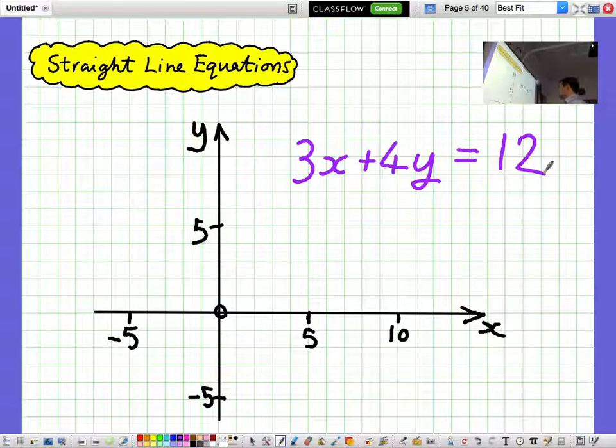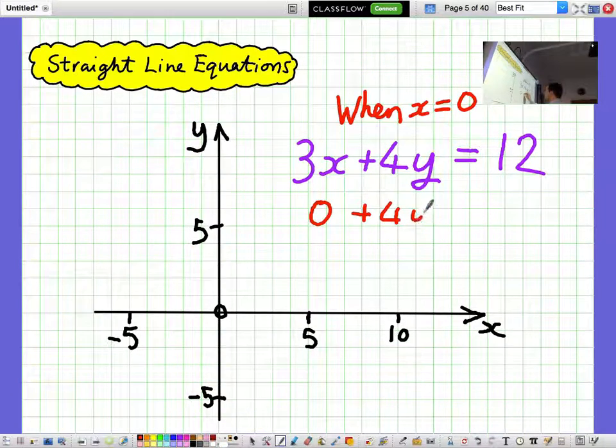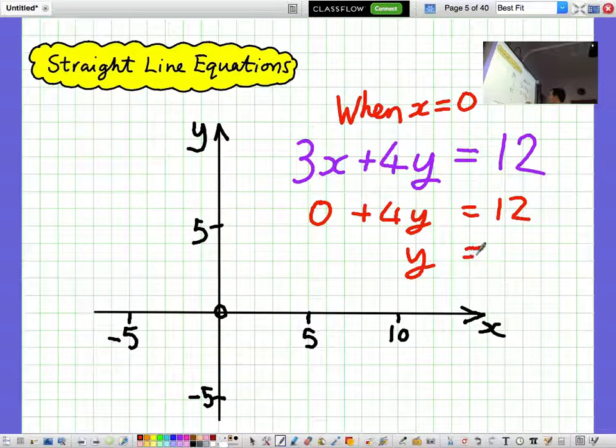If you think about what happens when x equals 0 and y equals 0. So when x equals 0, you get 0 plus 4y equals 12, so y has to be 3. When x is 0, y is 3, so that gives us a point on the graph, 0, 3.